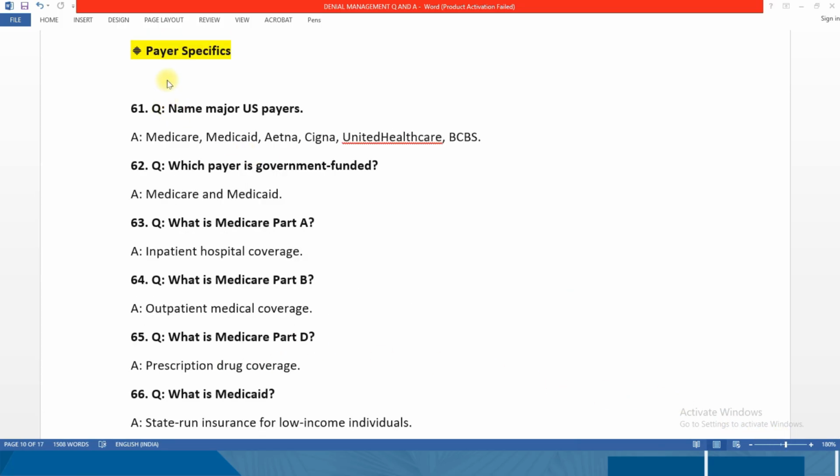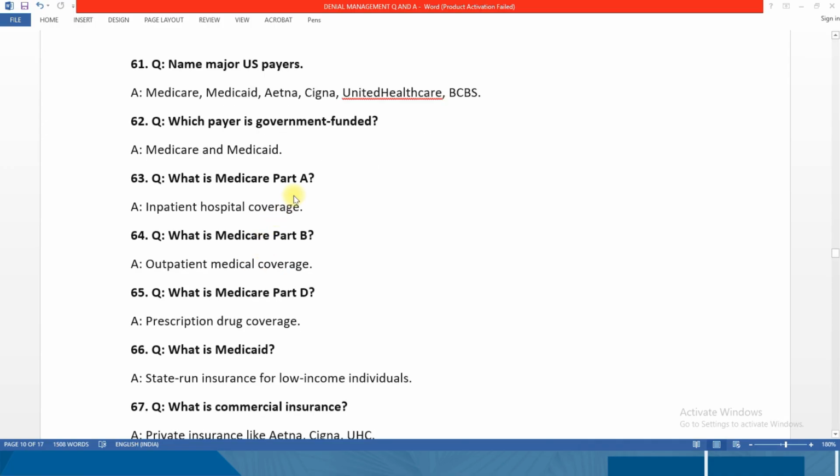Now we will see a few Q&A related to payer-specific questions. Name major US payers: Medicare, Medicaid, Aetna, Cigna, United Healthcare and BCBS. Which payers are government funded? Medicare and Medicaid are related to the government. What is Medicare Part A? Inpatient hospital coverage. What is Medicare Part B? Outpatient medical coverage. What is Medicare Part D?